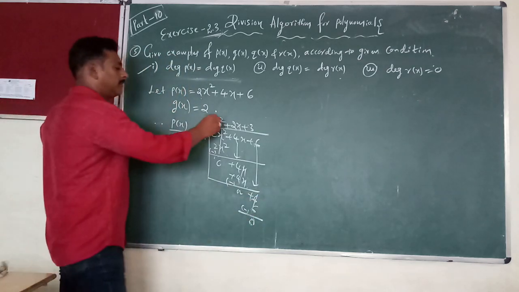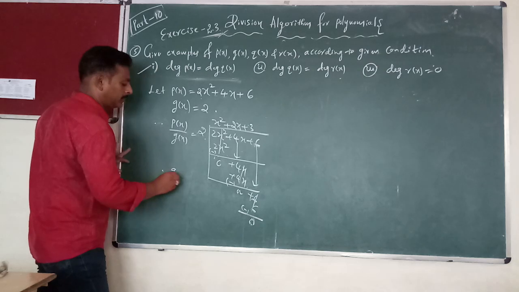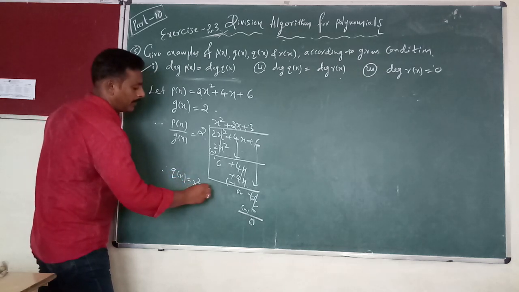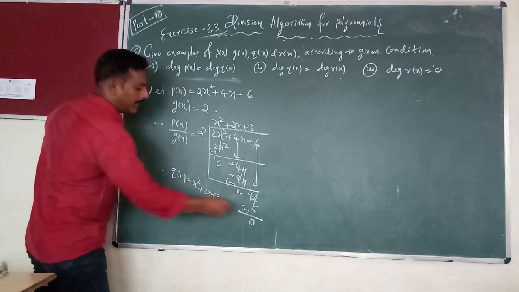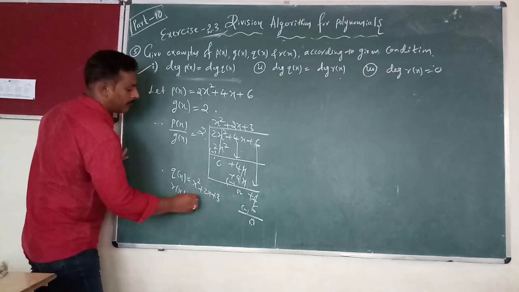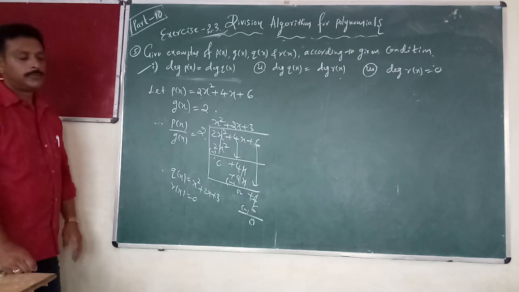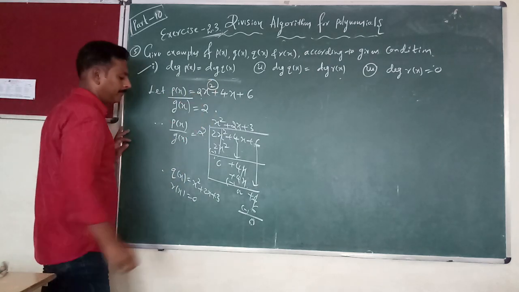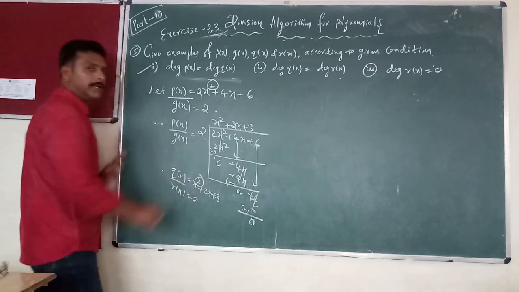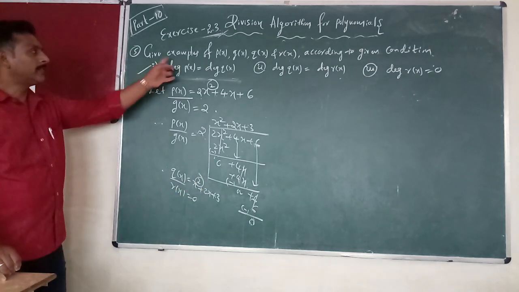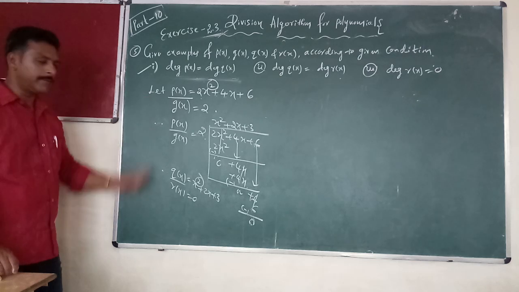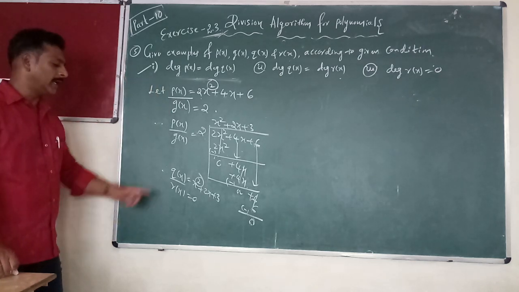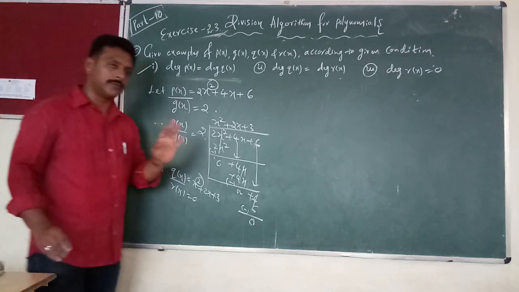Okay, so this is the quotient. Therefore quotient is what? q of x is equal to x square plus 2x plus 3 and remainder r of x equal to what? 0. So observe here, p of x का डिग्री भी 2 है and g of x का डिग्री भी 2 है. So they are asking you to form the two polynomials. I formed here two polynomials. So I divided p of x by g of x. Finally I got q of x, degree is also the same.